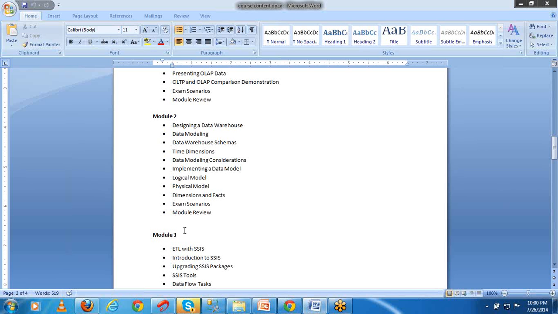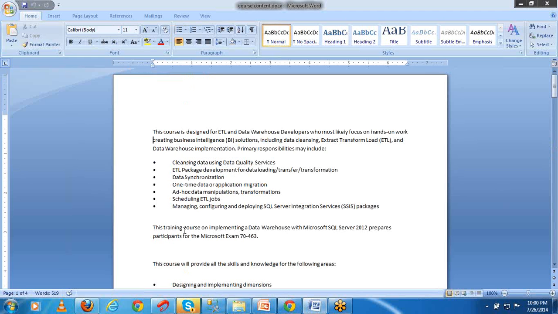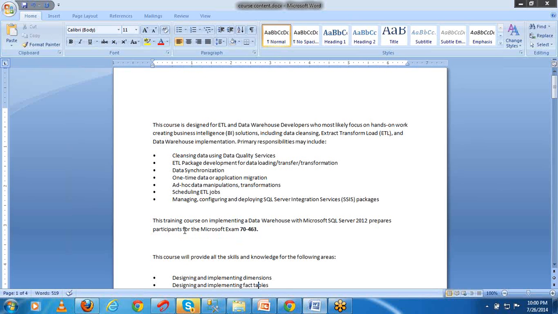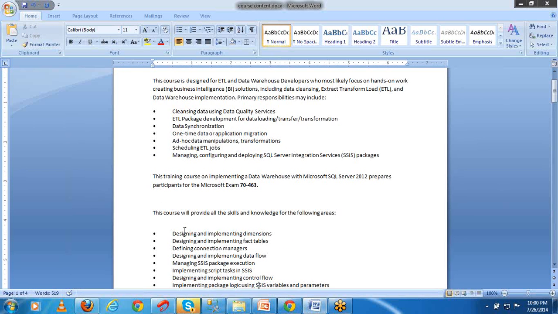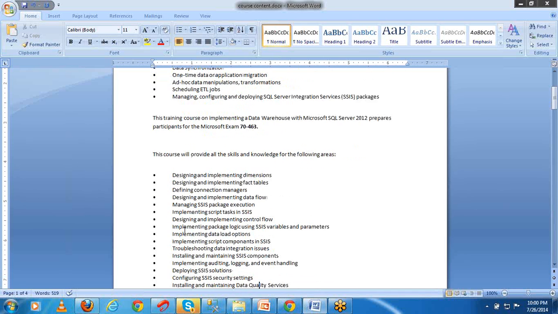Mainly, the thing in 2012 is, because of the exam, okay, let me tell the exam code. Exam code is 70463. Here the difference you will find is Data Quality Services. DQS is the difference between 2008 and 2012. Even MDX is there, MDX not MDS. Master Data Services are the differences from SSAS.